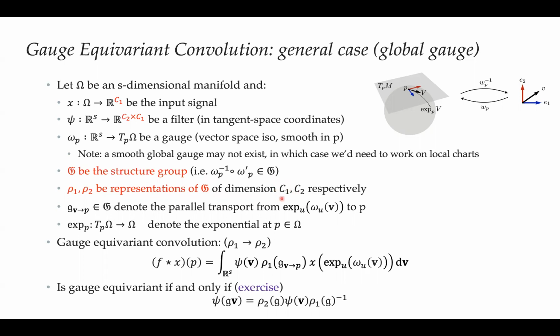So maybe C1 is 2. We are considering a vector field. Rho 1 is the way vectors transform, and rho 2 is the way that 2 by 2 tensors transform. So that would be C2 would equal 4.